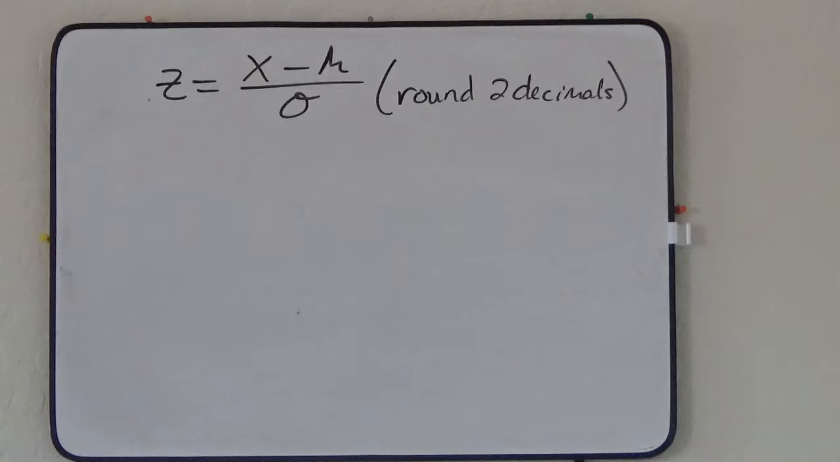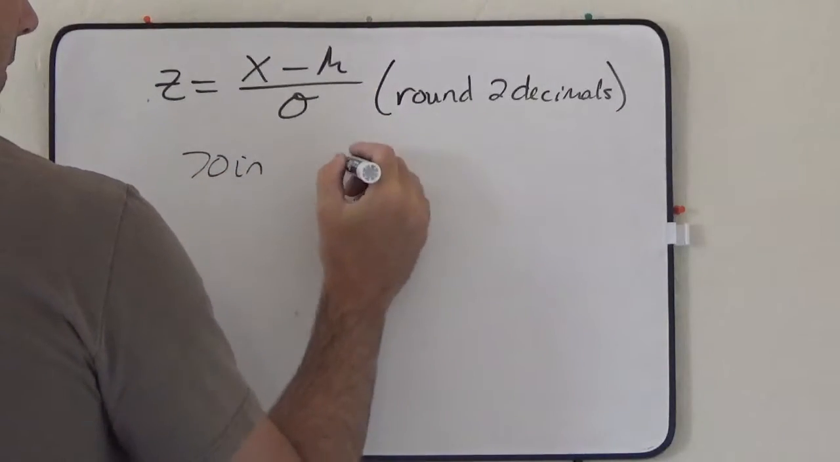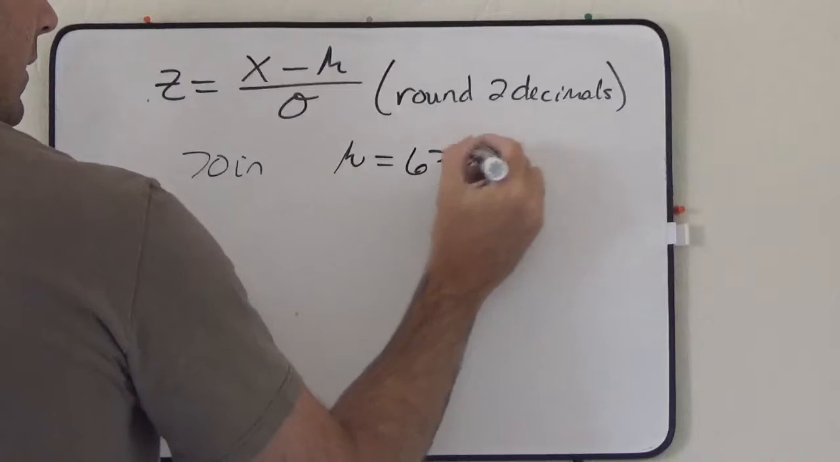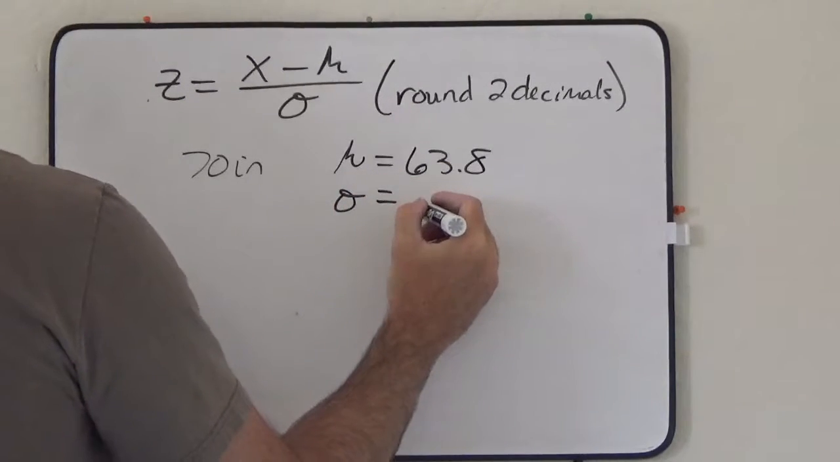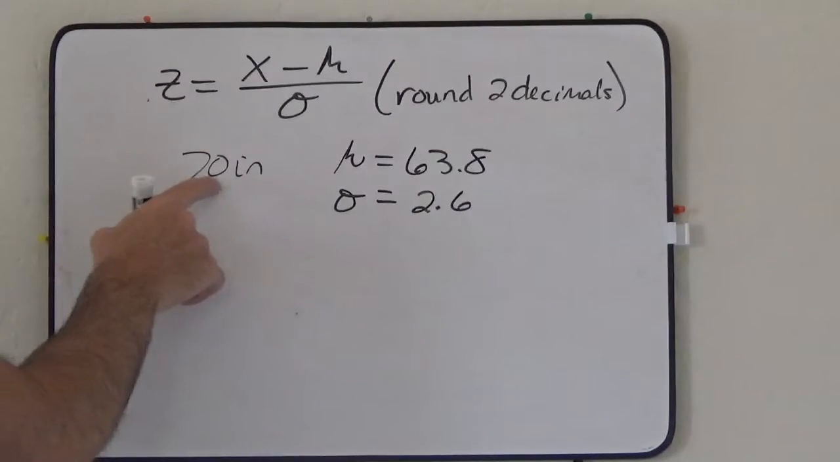Now, let's say that there's a tall club. It's actually called Tall Club International, and it has a requirement that women must be at least 70 inches tall. The mean women's height is 63.8 inches and the standard deviation is 2.6. Find the percent of women that meet this height requirement. Okay, so they have to be 70 inches tall. The mean, which is mu, is 63.8, and the standard deviation is 2.6. Okay, so this is my x, 70.